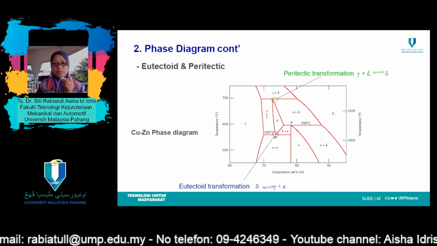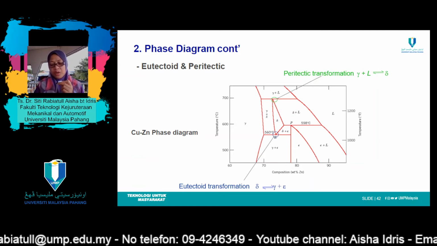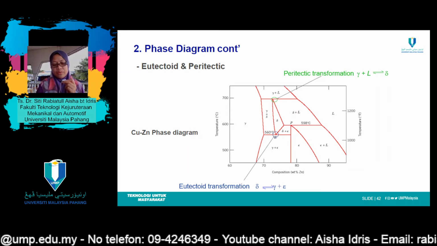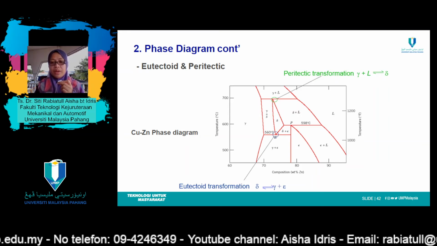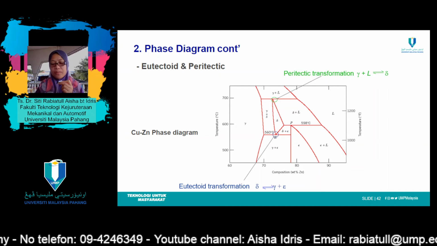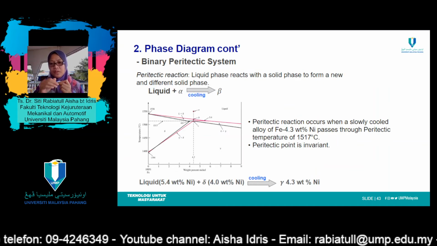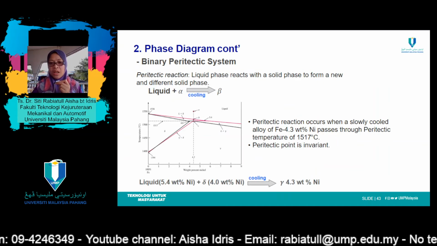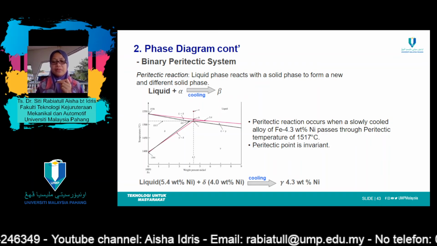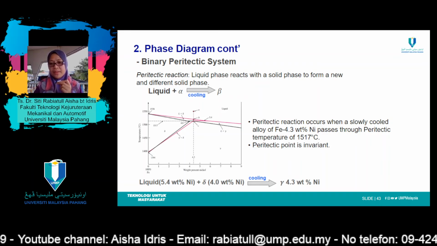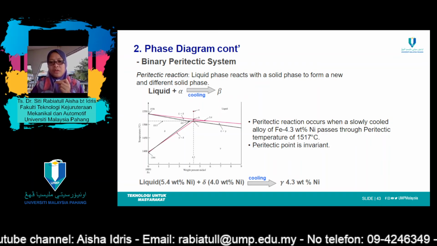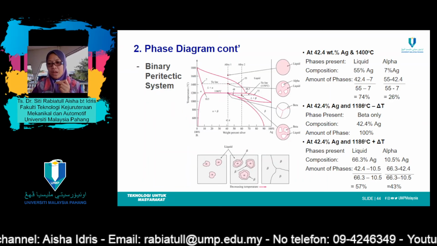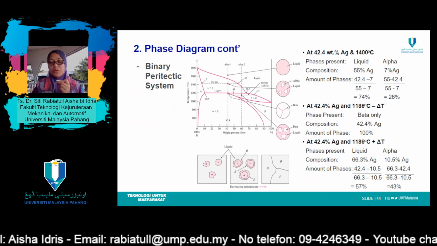So you see, not all alloys may have this point, may have this line, peritectic or eutectic point. Well, it depends on the types of materials. So you don't have to worry, not all materials may have these types of transformation. This is another example for a peritectic system. And the same goes for this one.